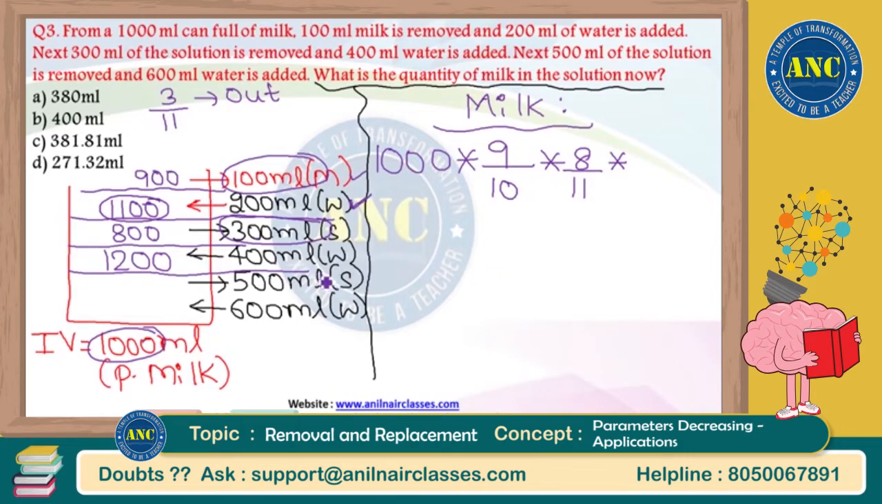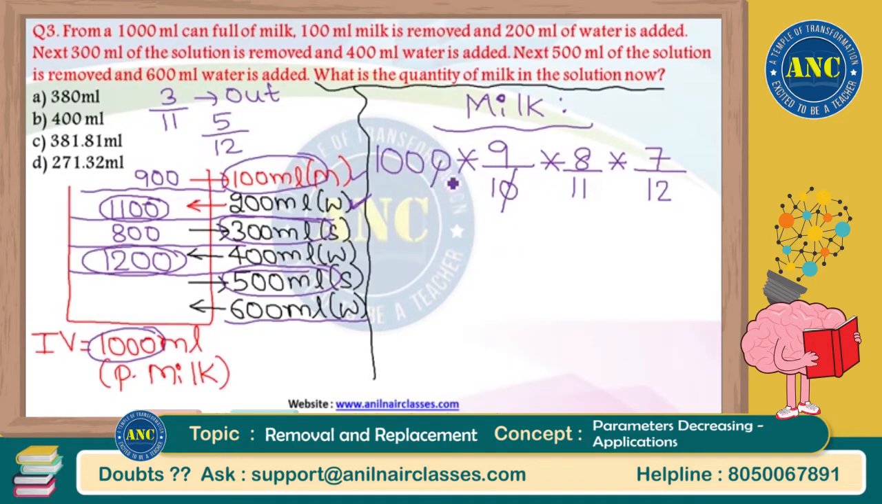Again same logic, sir. 500 out of 1200 is taken out. What a beautiful logic here. That means 5 by 12 is taken out. Remaining inside is 7 by 12. You don't even have to worry about how much water you added finally, because you are finding how much milk is present inside. So don't worry about the last step. It makes no sense also.